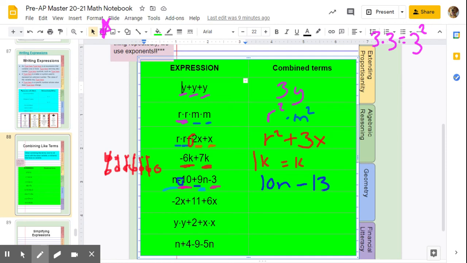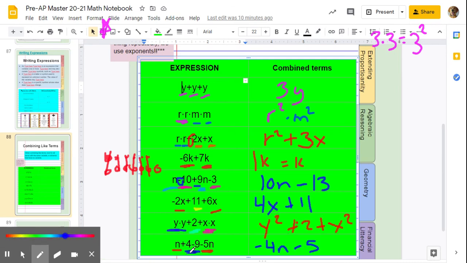I want you to go ahead and pause and try the last 3 on your own and then come back and check your answers. All right, so now you can go ahead and check your answers for those last 3. Remember on the second one, when you're multiplying 2 together, it turns into exponents. And then when you're adding or subtracting, you don't use the exponents. You just do the adding and subtracting on its own.